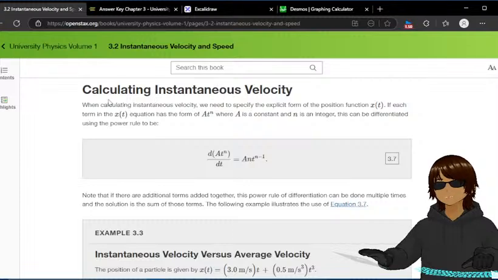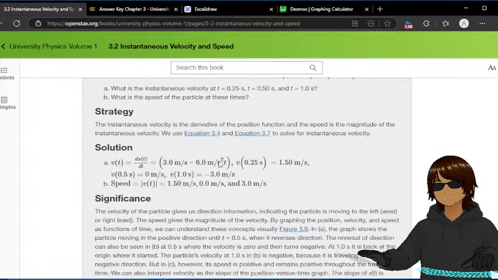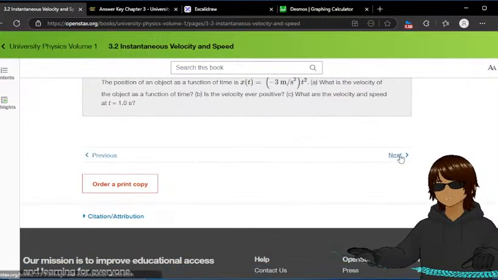Calculating instantaneous velocity. In calculating instantaneous velocity, we need to specify the explicit form of the position function. If each term in the x equation has the form a t to the power of n, where a is a constant and n is an integer, this can be differentiated using the power rule to be a n t to the power of n minus 1. That's just derivatives. Next chapter.